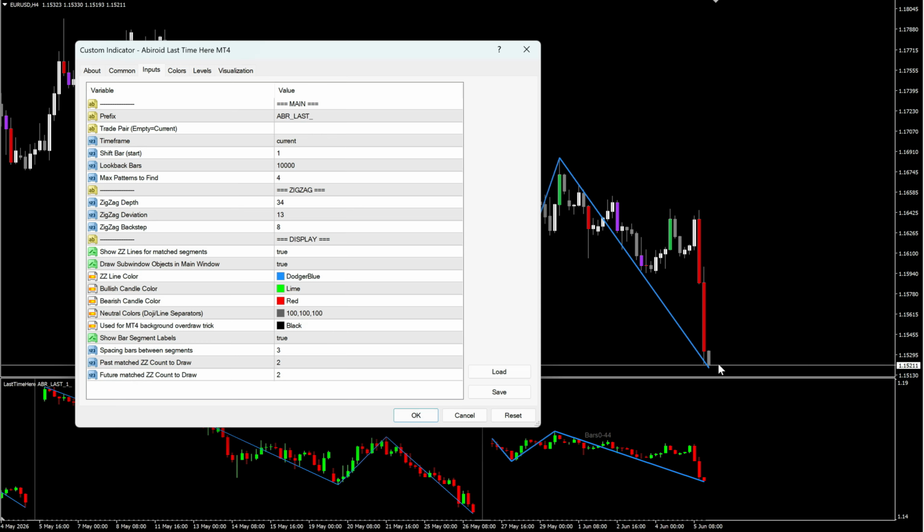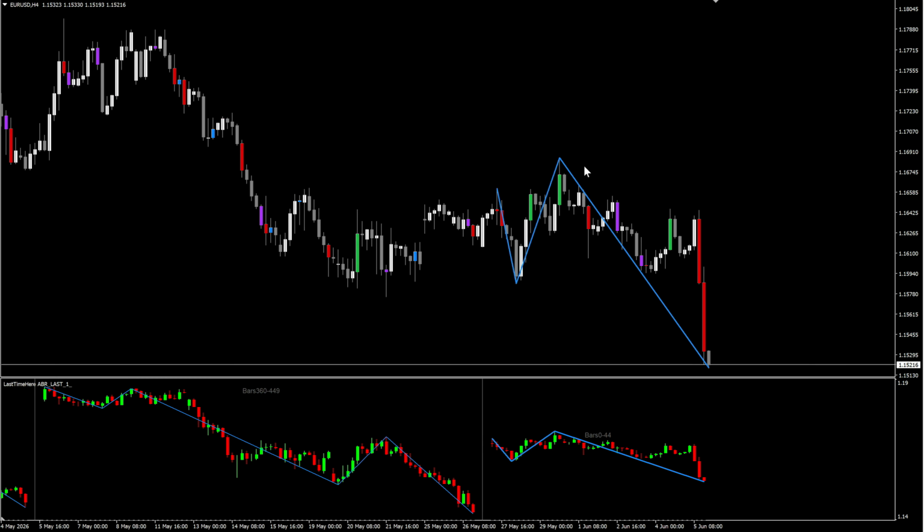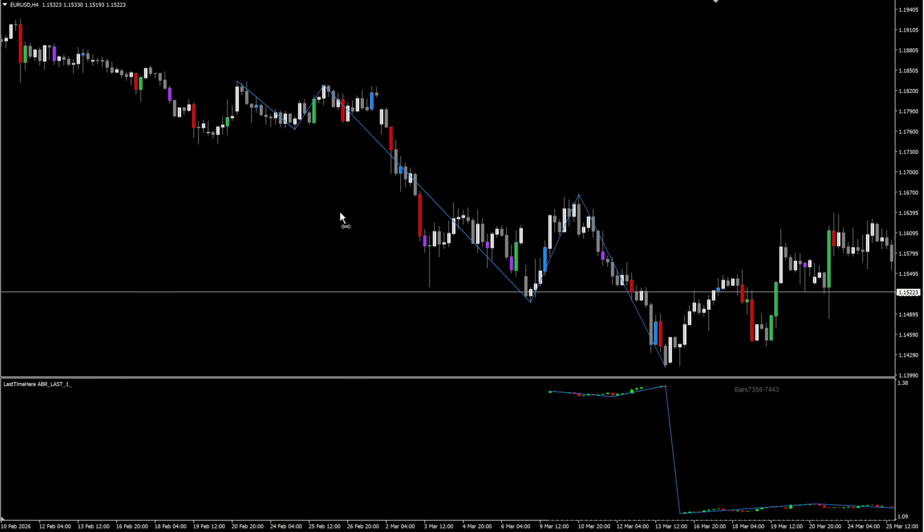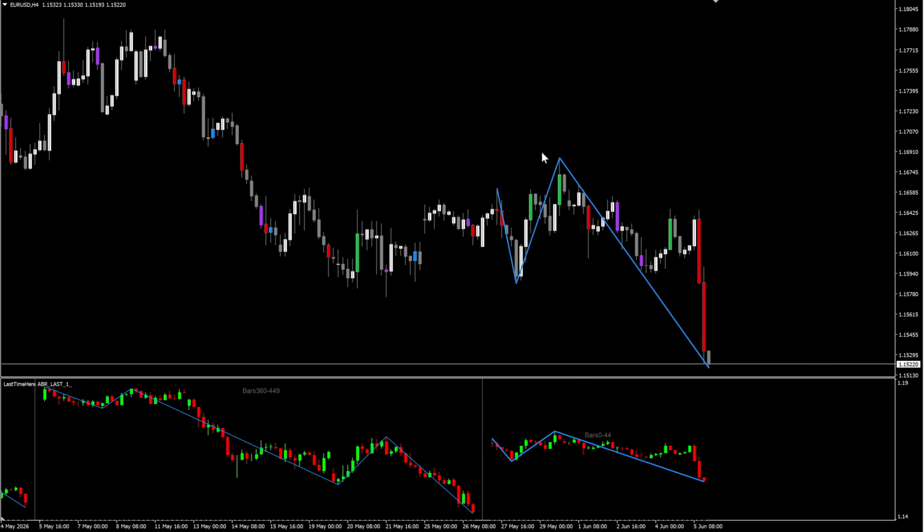So at its core, it uses these zigzag lines and you can change the depth, deviation, backstep to make these lines longer or smaller. Now the way it works is that it will take this final leg of the zigzag, so the very last zigzag, and it will look for the highest and the lowest points. Then it will go through history, all the past bars that you specify, and it will look for the last time when zigzag had crossed these 2 points. So let me just put these lines.